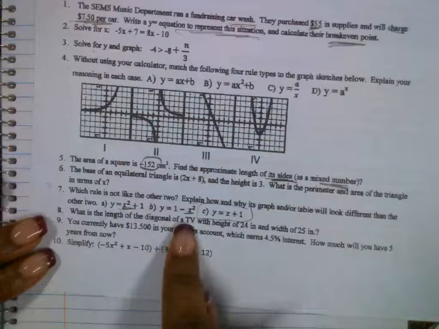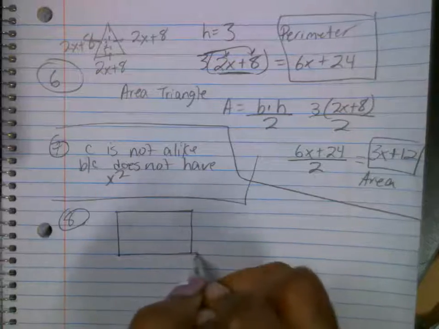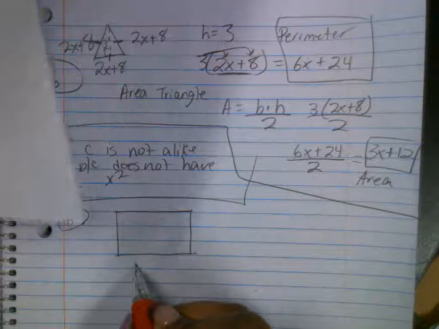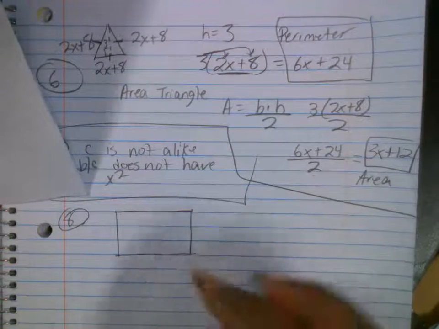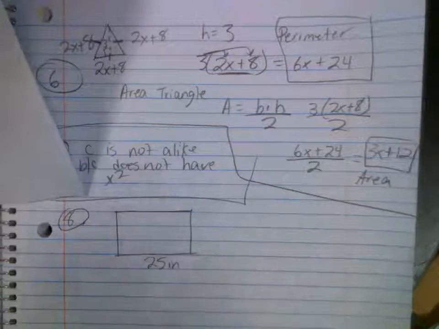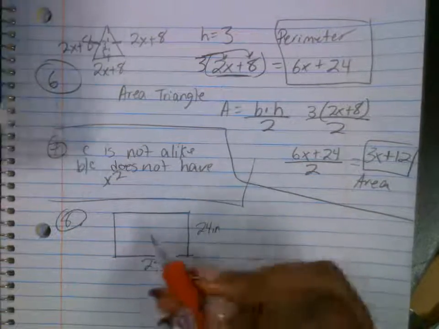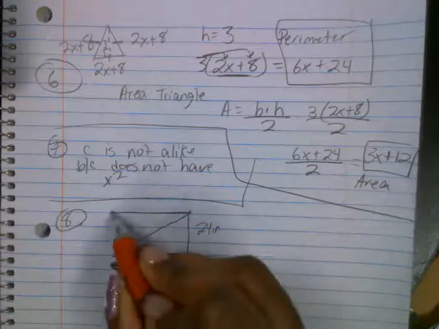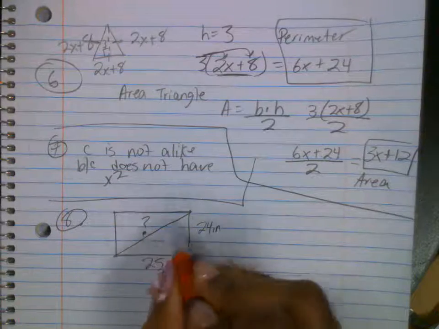it says the length of the diagonal of the TV. So first of all, what shape is a TV? It's a rectangle. So this is my length. What does it say that the width of the TV is? How wide is the TV, y'all? 25 inches. How tall is the height of the TV? 24 inches, okay? The diagonal is either from here to here or from here to here. Either or, it's the same measure. So this is the side we're trying to find.